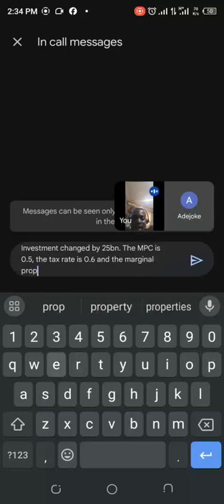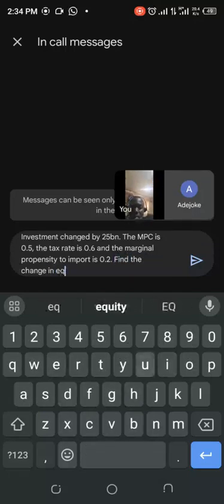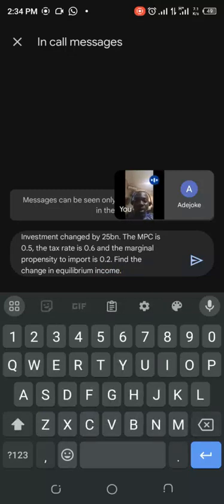So we want to find the change in equilibrium income. Find the change in equilibrium income.